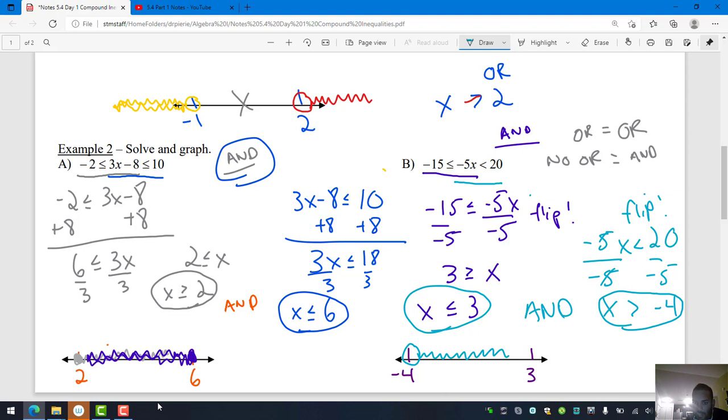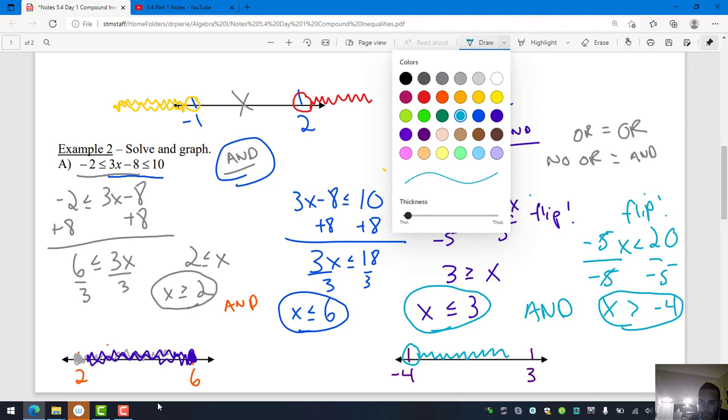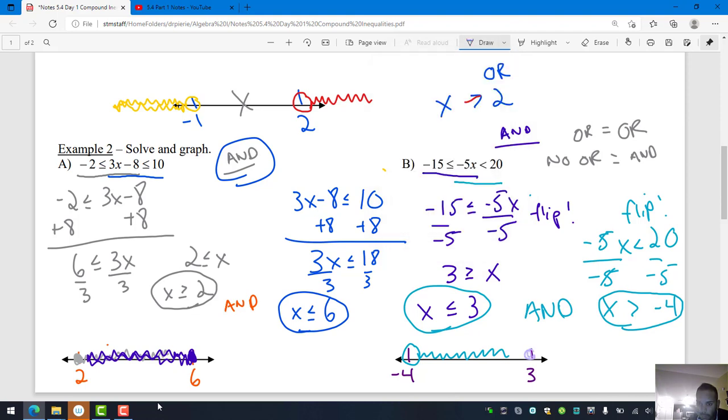For the other one, x is less than or equal to 3. It's going to be a closed circle, because it's less than or equal to. And the arrow is pointing to the left, so I'm going to shade to the left. And the sweet spot where the shades collide is in between these two numbers, between negative 4 and 3.